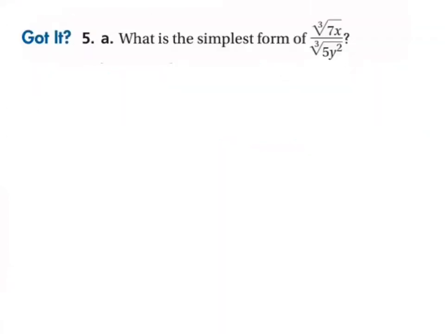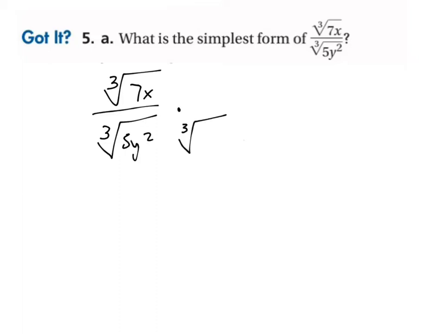So here we have one more example of this type of problem. We have the cube root of 7x over the cube root of 5y squared. To rationalize our denominator, we'd have to take the cube root of 5 squared and then y, so that we get it to cancel, and we do that to top and bottom. Because of this, we can multiply straight across because the indexes match.